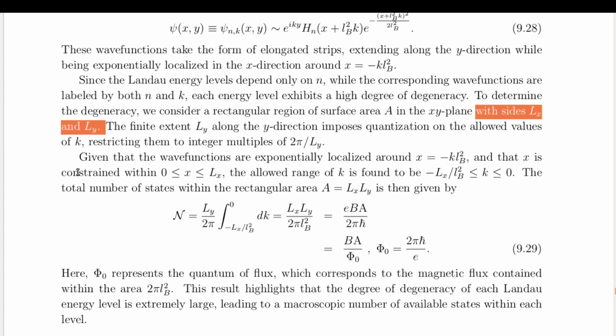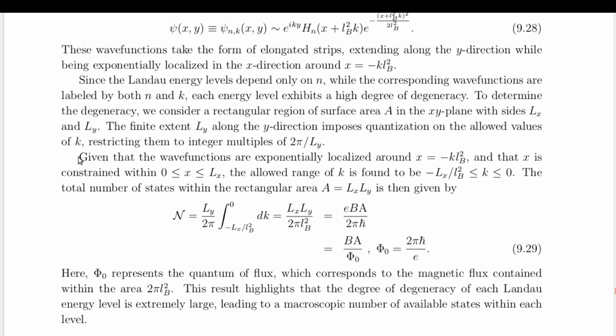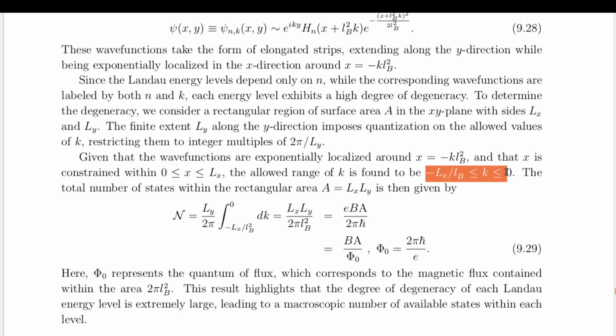Since y is restricted to the range Ly, the momentum k must be quantized. At the same time, because the wave functions are exponentially localized around minus the square of the magnetic length times k, and x is restricted to the range Lx, k itself is limited between minus Lx divided by the square of the magnetic length and 0. This results in the number of states in the surface area A being given by A times the magnetic field divided by the quantum of flux.